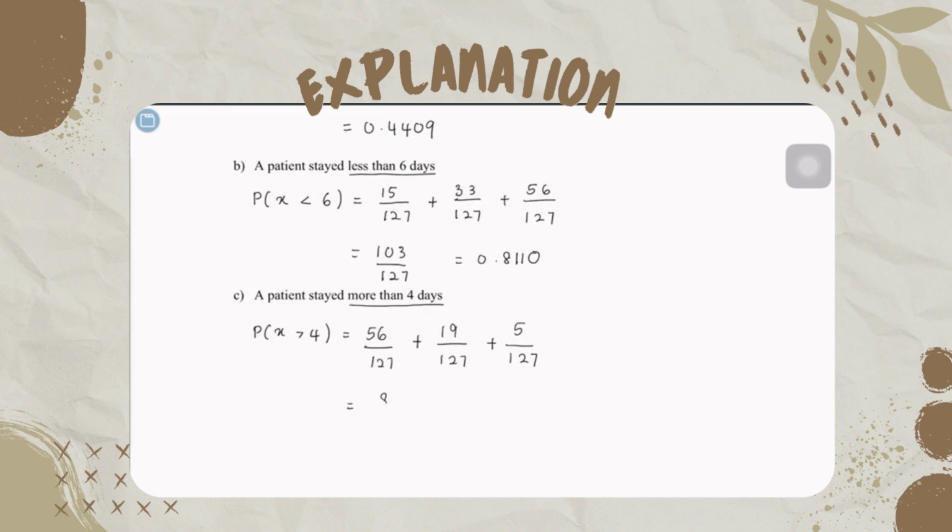The sum is 80 per 127, and the answer is 0.63. That's the probability for question C, and that's all for question 1.